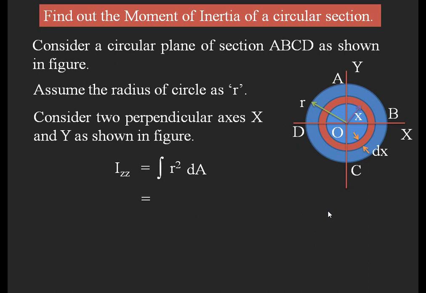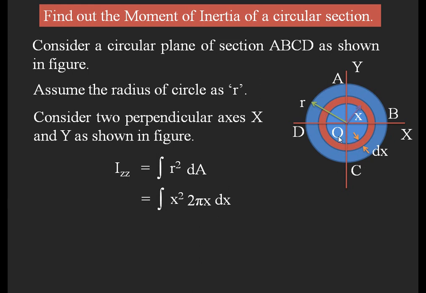Okay, so now we can modify the equation. r square means here the perpendicular distance. The perpendicular distance means x is the radius from the z-axis to the elemental strip. So as it is, we can write it as x square. And the area, how can we write it for this elemental strip of thickness dx? Here the area can be written as 2 pi x into dx. How is it 2 pi x into dx? This 2 pi x is the circumference of this elemental strip, and dx is the thickness of the elemental strip. So the product of these two gives the area of this elemental strip.